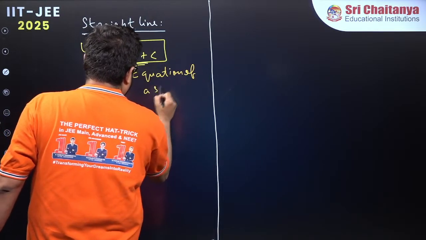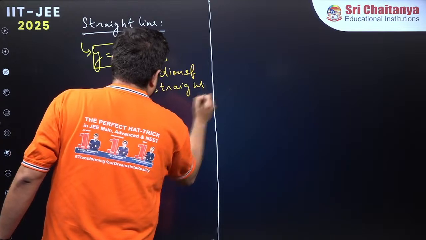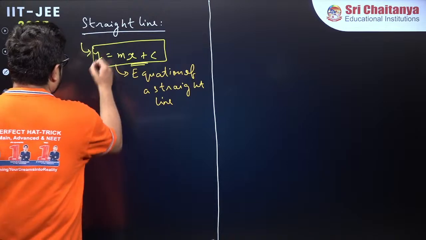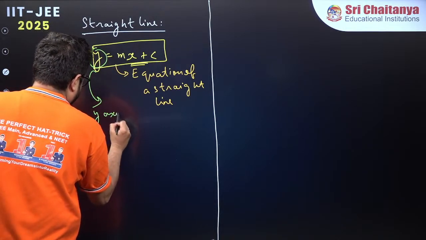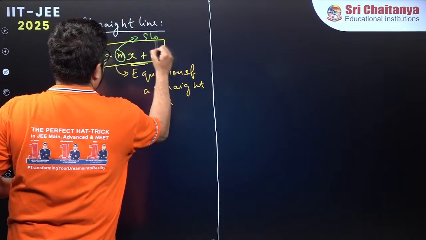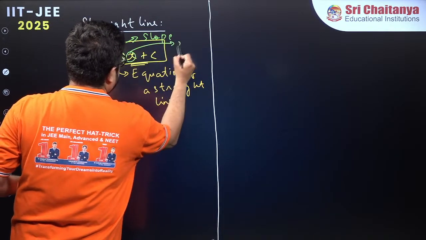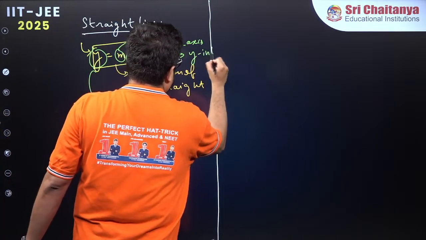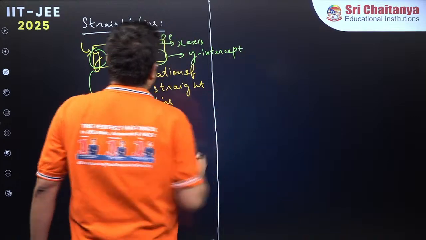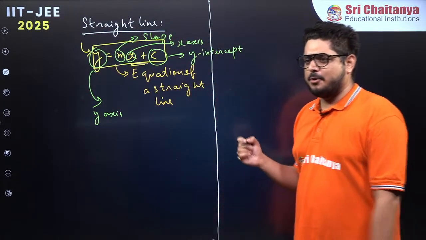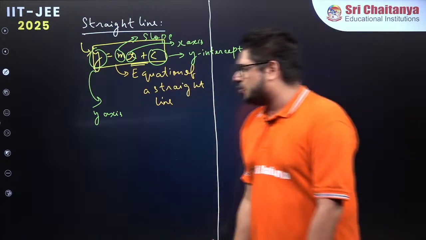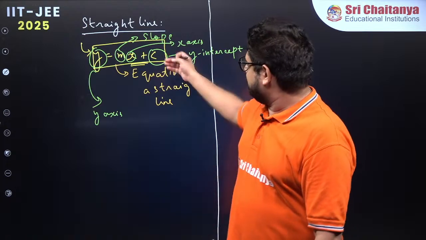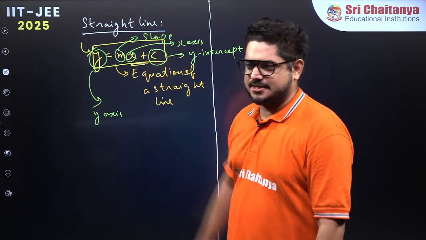So now let's try to label this thing out. Y stands for the y-axis. M stands for the slope. X stands for the x-axis. C stands for the y-intercept. So now these things you need to know. Okay? Y is the y-axis, M is the slope, X is going to be the abscissa or the x-axis, and the C is going to be the y-intercept.